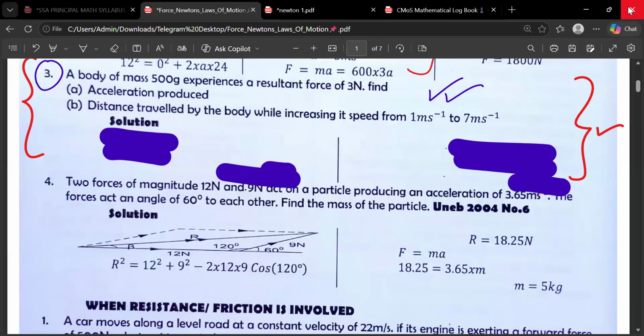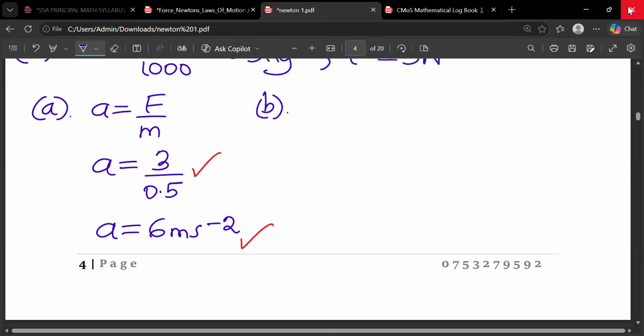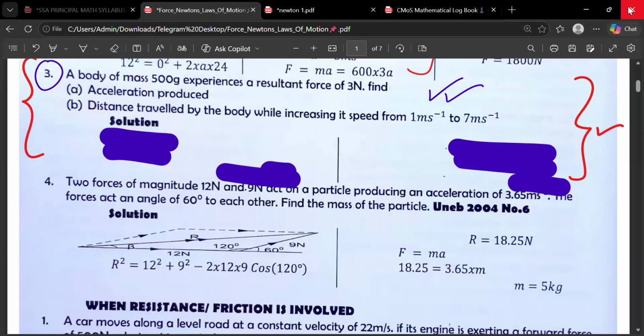Then you go to part B. What are they saying? Distance traveled. So when they ask you for distance traveled, for me I used to write distance first. Then I put an equal sign, then I put a question mark. No one has that. I even bet $1 million, no one has put that the way it is there. S equals question mark. Then we go.